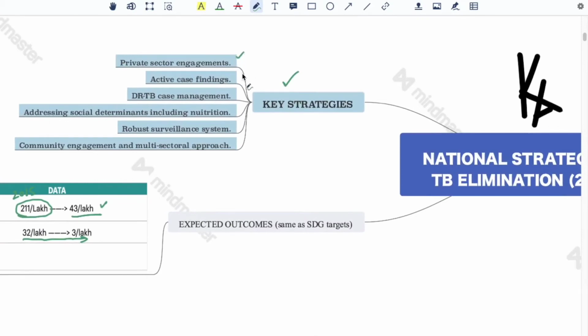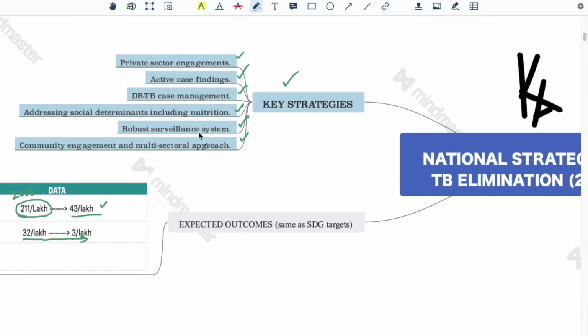And what are the key strategies? I said private sector engagement is very important, active case finding is very important, and DRTB management, drug-resistant TB. Addressing social determinants includes nutrition; there is Nikshay Poshan Yojana and all. So, a robust surveillance system, community engagement, and a multi-sectoral approach. A surveillance system should be there, community engagement, and different sectors, so a multi-sectoral approach is followed.